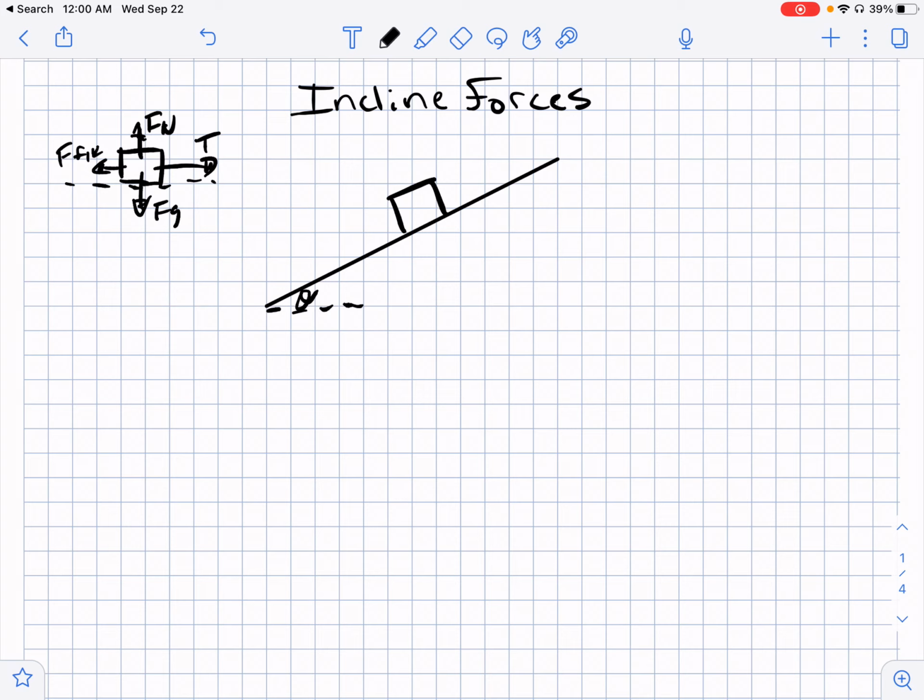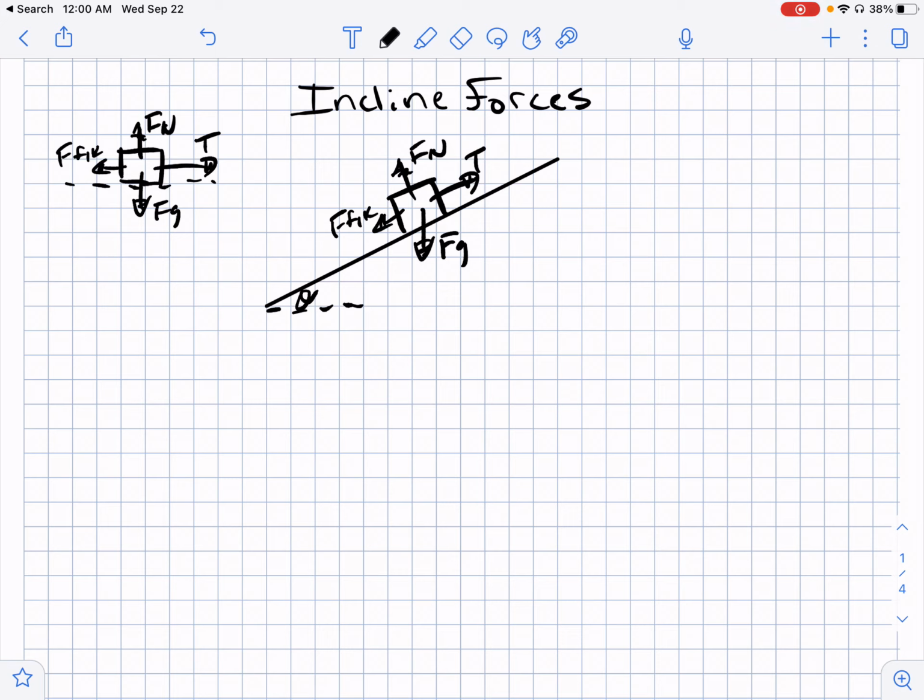Now we've drawn free body diagrams in this situation. Let's say that we have the box being pulled up by some rope tension, and then we have some friction involved. And then we know our weight goes straight down and the normal force goes perpendicular to my surface. So the free body diagram would look something like this.